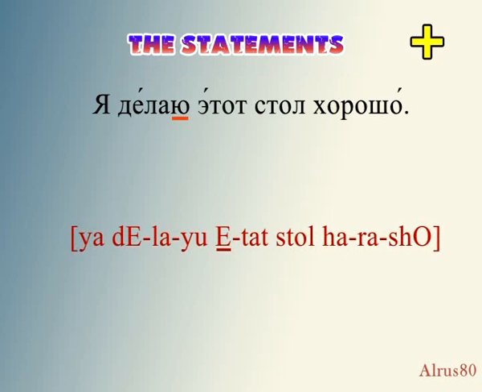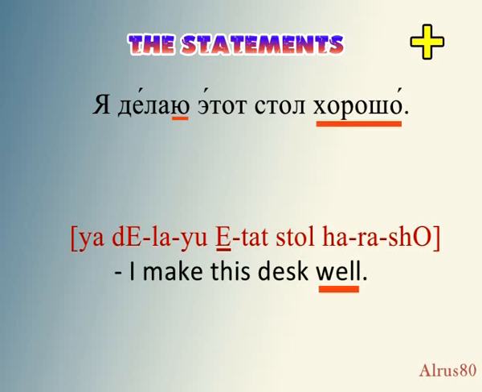Here you find a personal pronoun, a verb with its personal ending in the first singular, a demonstrative pronoun, a noun, and an adverb which tells you how I make this desk. And I make it well. Хорошо. Notice that endings in Russian are very important.